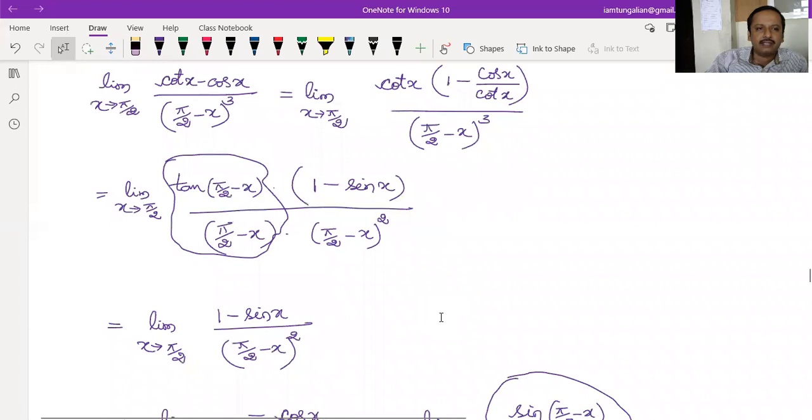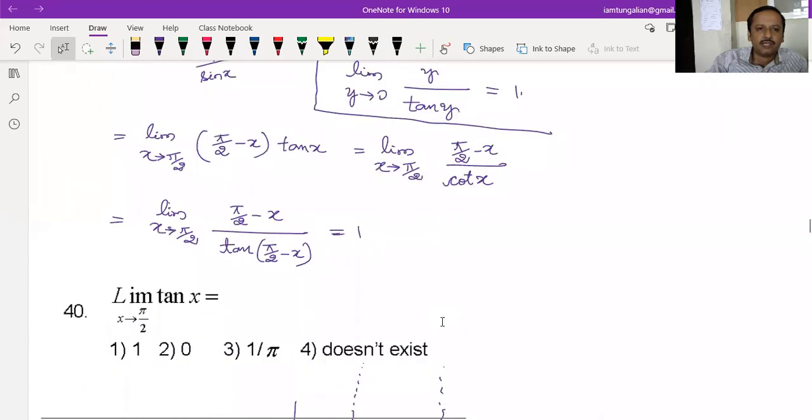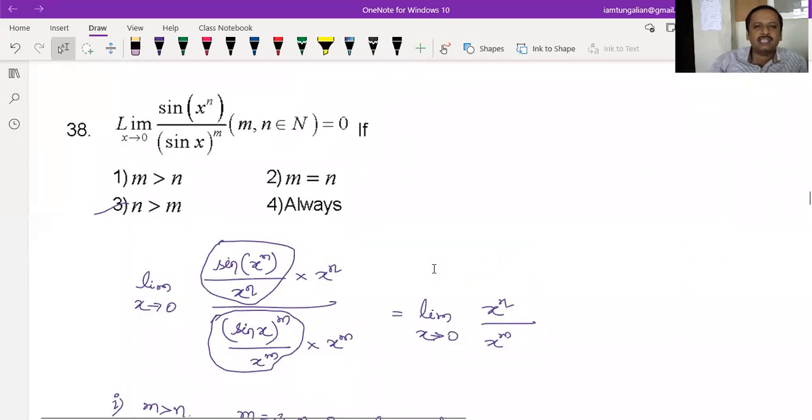Then the 38th question. Where is 38? Okay. So limit x tends to 0, (sin x power n) by (sin x) whole power m. m and n are natural numbers. They have given that this limit is equal to 0. Then how are m and n related? That is the doubt here.